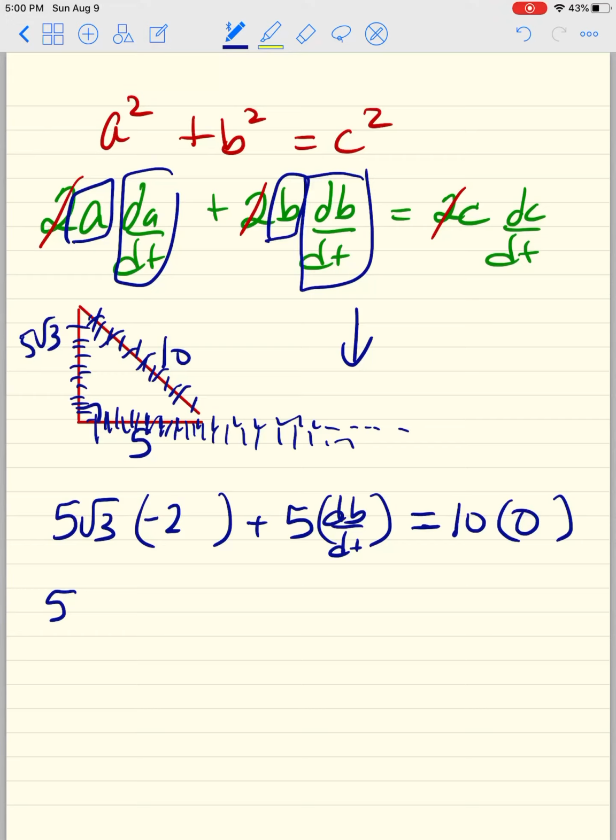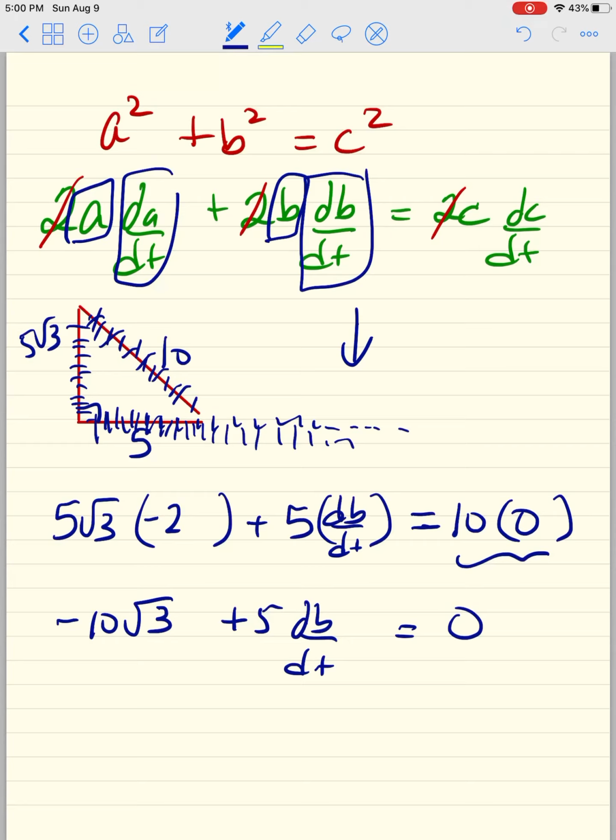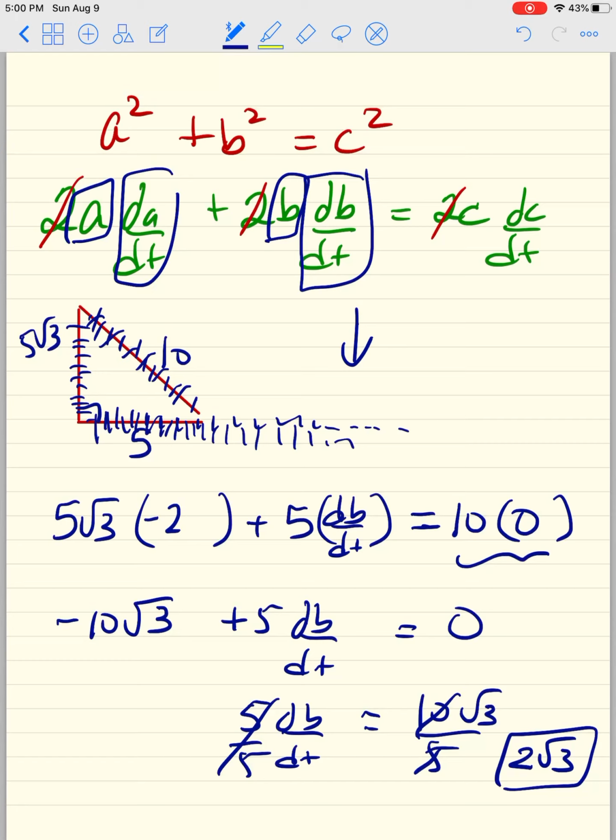All right, so let's finish this. 5 times negative 2 is negative 10 root 3 plus 5 dB/dt equals 0, 10 times 0. I'm going to add 10 radical 3 to both sides. And then I'm going to divide by 5. And then I'm going to get my rate to be 2 radical 3 when I reduce this. Okay, pause the video, rewind it. It's just some quick algebra. It's going to be plus 10 rad 3, then divide by 5. So it's going to be 2 rad 3.